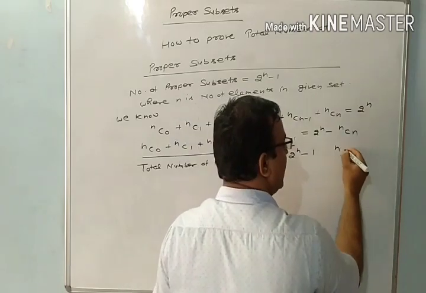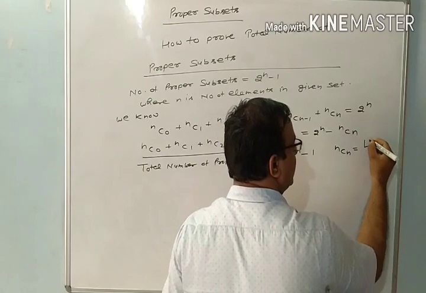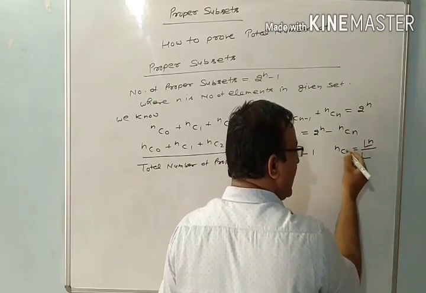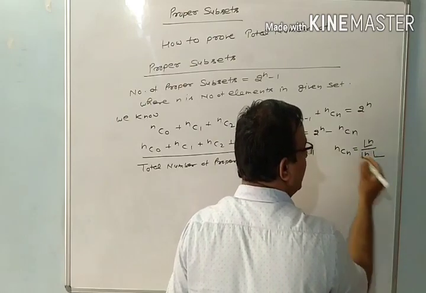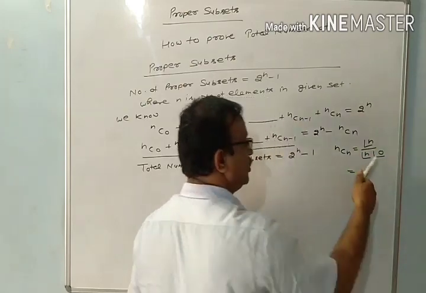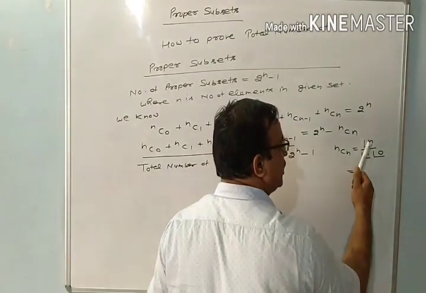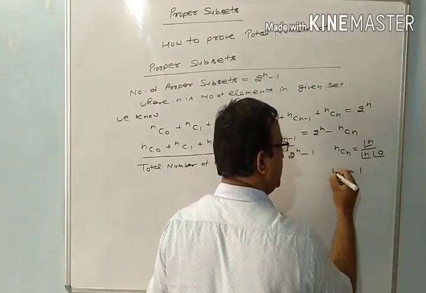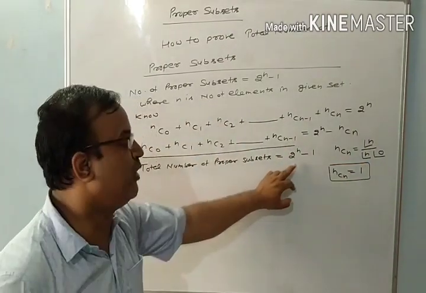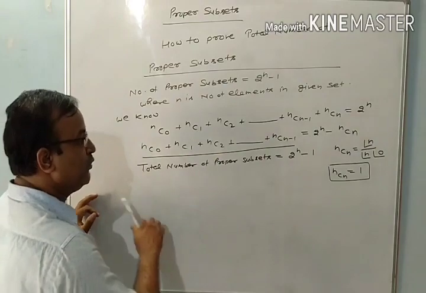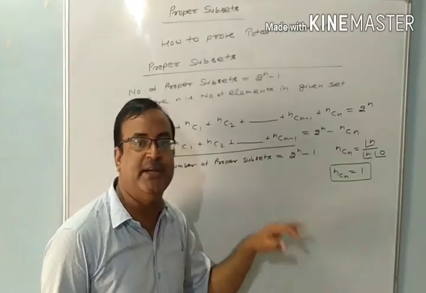When we solve nCn, we use the formula nCr is equal to factorial n divided by factorial r times factorial (n minus r). In place of r, n is written, so n minus r becomes n minus n, which is 0. You should know the value of factorial 0 is 1. So factorial n is cancelled out by factorial n, and it is equal to 1. So the value of nCn is equal to 1 here. So this is the formula to find the total number of proper subsets of a set, which is 2 to the power n minus 1.